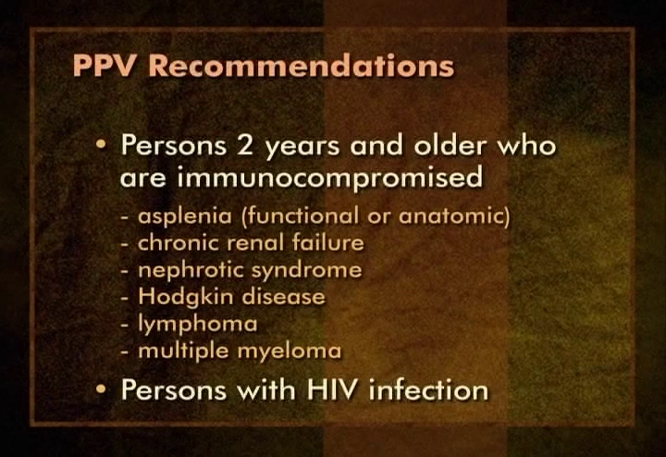PPV is also recommended for persons 2 years and older who are immunocompromised. Asplenia is a unique type of immunosuppression. Persons with functional or anatomic asplenia are at very high risk of pneumococcal bacteremia and should be vaccinated. Persons with chronic renal failure and nephrotic syndrome are relatively immunocompromised and should be vaccinated. Immunosuppression also includes Hodgkin's disease, lymphoma, and multiple myeloma. Vaccination is also recommended for persons with HIV infection.